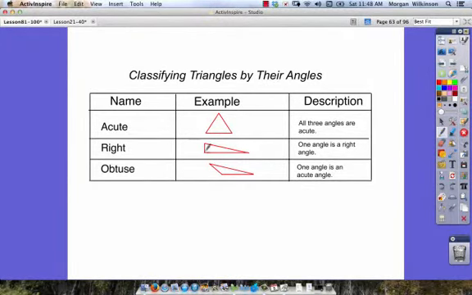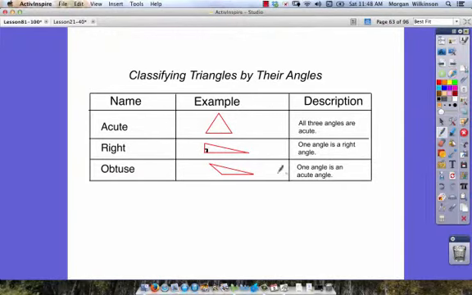A right triangle has one angle that is a right angle. And of course, a right angle means 90 degrees. And we can show our right angle here with our box in the corner. That means this angle is 90 degrees.